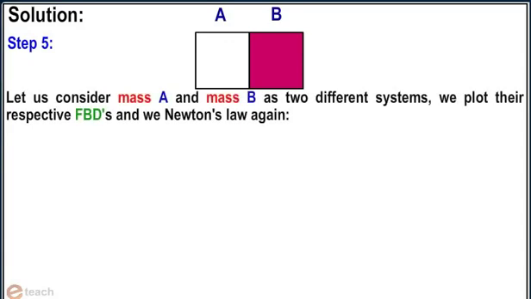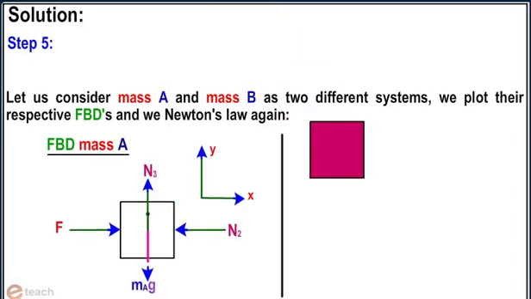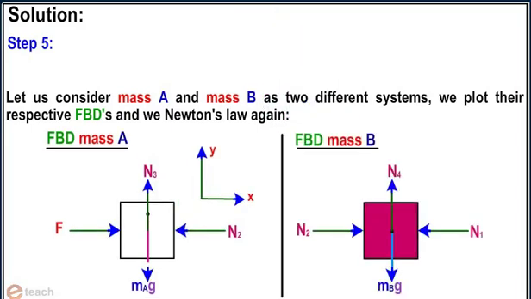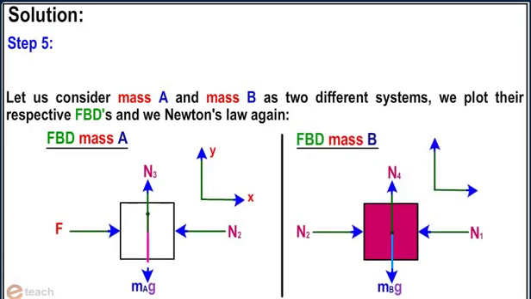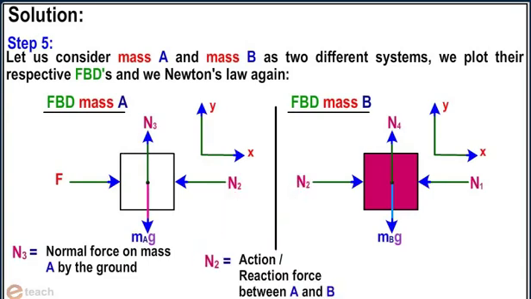Let us consider MA and MB as two different systems and we plot their respective FBDs and apply Newton's laws again. See the FBD of mass A. Force F is applied in forward direction, N2, that is action reaction force between A and B, is applied in backward direction, N3, that is normal force on mass A by the ground in upward direction, and MAG, that is gravitational force in downward direction.